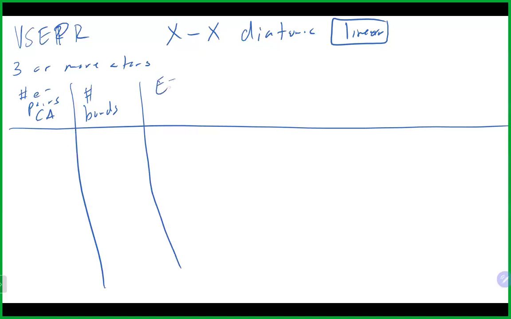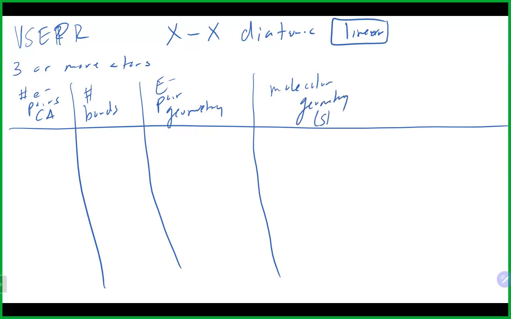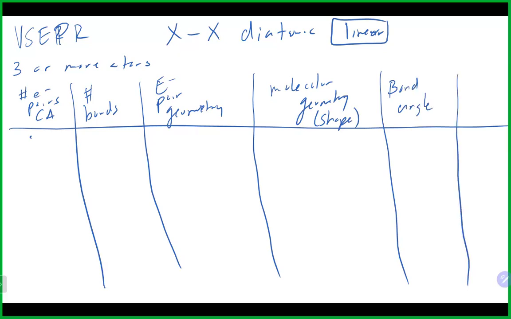That will give you the electron pair geometry, which is one name we talked about. That will also give you a molecular geometry, which is also sometimes referred to as the shape. And that will get you a bond angle, right? So if you have 2 electron pairs and 2 bonds, the electron pair geometry is linear. And linear bond angle is 180 degrees. That would look something like this, basically.